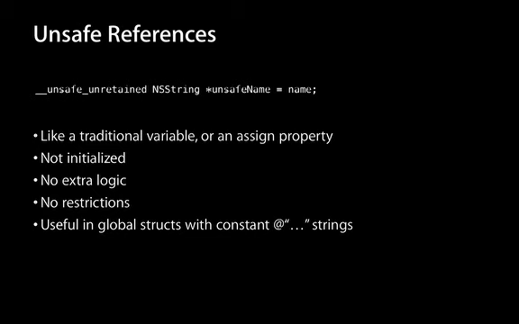Finally, unsafe references. They're like a traditional variable. They're completely unmanaged by the compiler. They're not initialized. There's no extra logic. There's no restrictions. So you can put them in C structs. And in fact, that's exactly where you'd want to use them. So for example, if you had a table at global scope that you wanted to index into with a number and then get an NSString out of it, you would declare that NSString as unsafe unretained and then be done with it. And as long as you never update that table, the right thing happens.